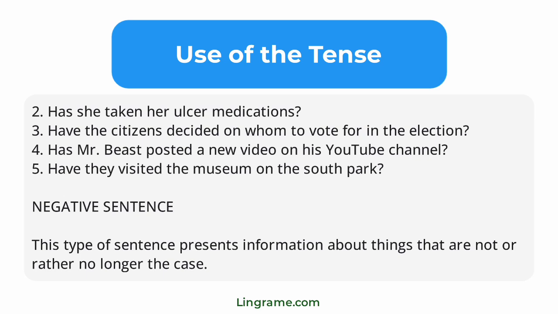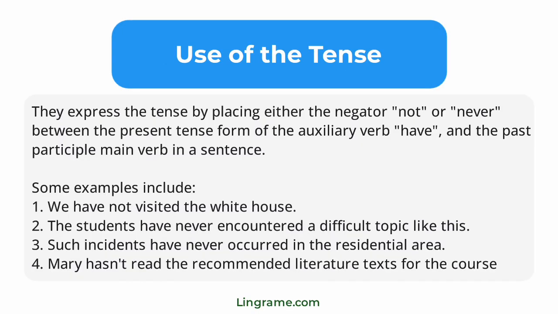Negative sentence. This type of sentence presents information about things that are not or rather no longer the case. They express the tense by placing either the negator, not, or, never, between the present tense form of the auxiliary verb, have, and the past participle main verb in a sentence. Some examples include: we have not visited the White House. The students have never encountered a difficult topic like this. Such incidents have never occurred in the residential area. Mary hasn't read the recommended literature texts for the course.